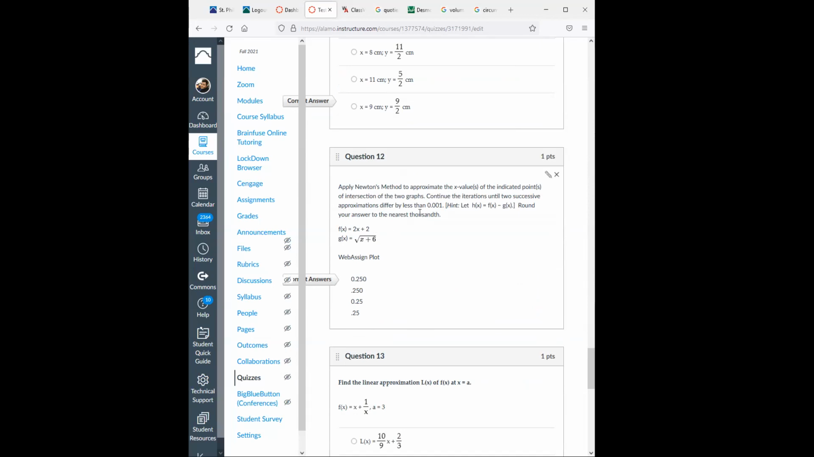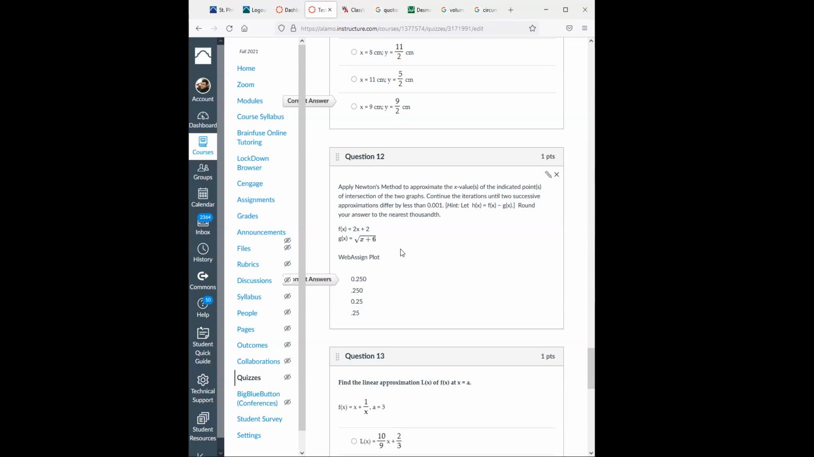Number 12 is Newton's method. It was that formula, you guys remember? Okay, so it says apply Newton's method to find the intersection, which means you have to set them equal to each other, or in other words, subtract them.